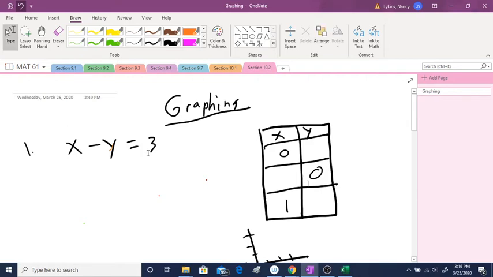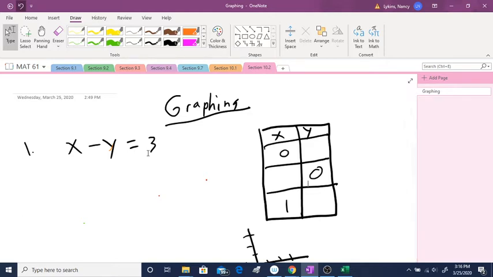Okay, welcome back. Today we're going to continue talking about graphing and some techniques. One is using a table. Two, I'm going to introduce slope-intercept form. And then finally, I'm going to talk about graphing horizontal and vertical lines.